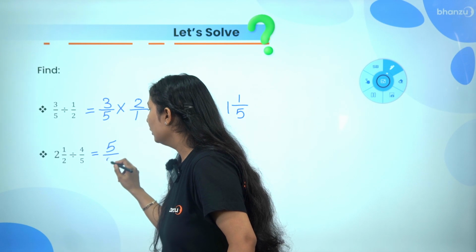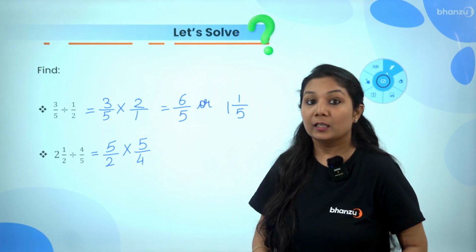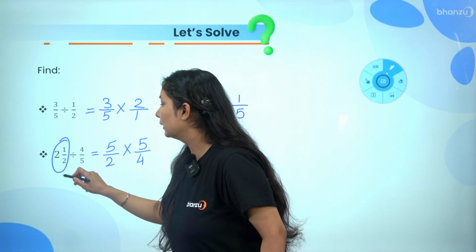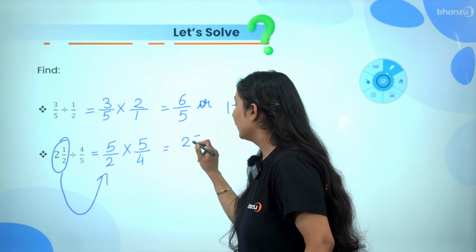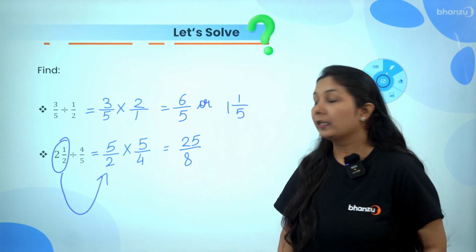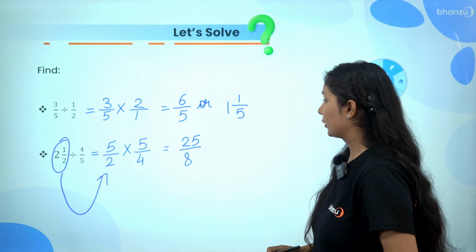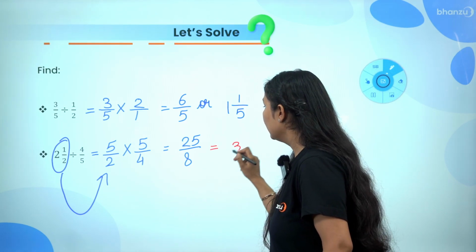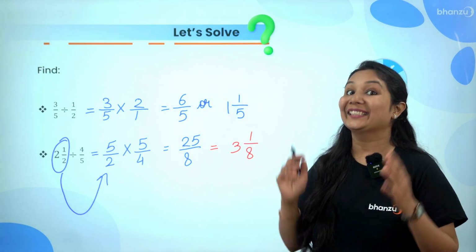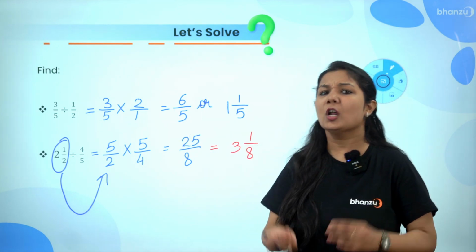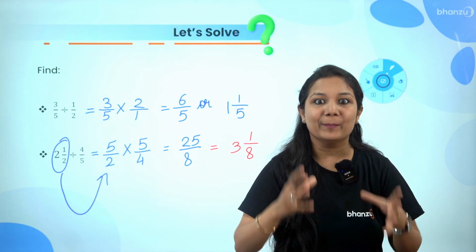It's 5 upon 2. Division becomes multiplication, 5 upon 4, right? So what have we done? We have first converted the mixed fraction into an improper fraction. So now we get 25 by 8. Here the question is in mixed fraction, so you should convert it into a mixed fraction. So what will you get? 3 1 by 8, right? So this is how we do division of a fraction by a fraction or mixed fraction by fraction. Clear everybody? I hope all of you are able to do it.